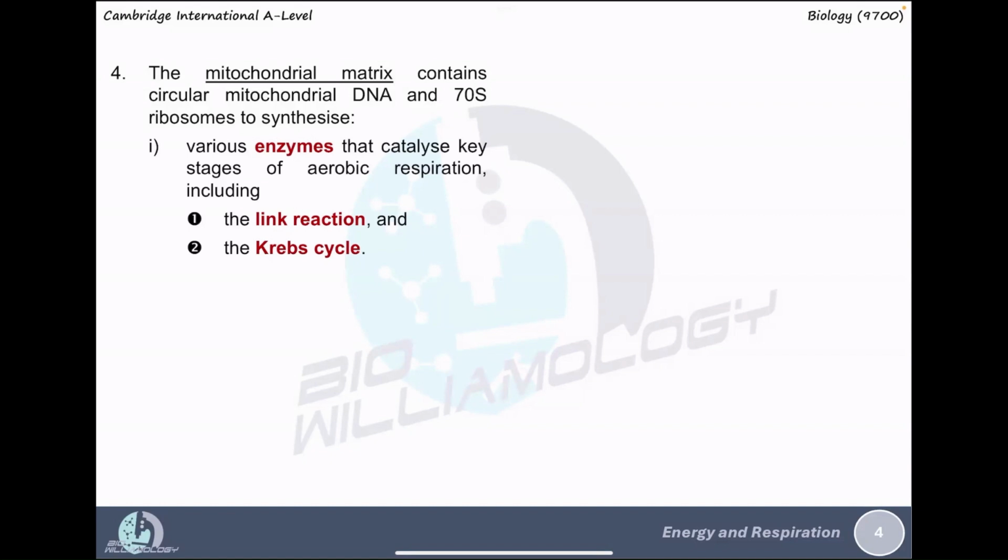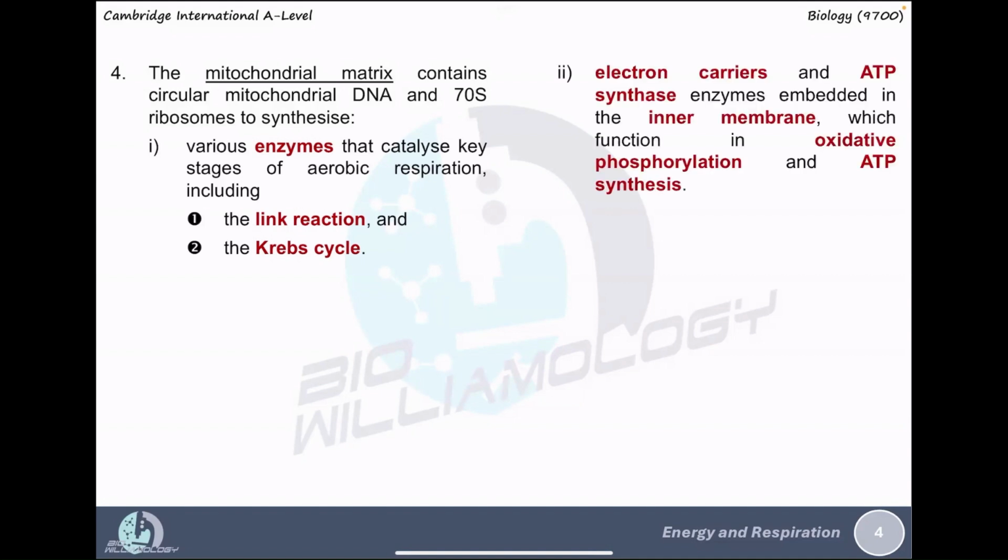For example, those enzymes used to catalyze the key stages of aerobic respiration, including the link reaction as well as the Krebs cycle. The 70S ribosome also synthesizes some of these electron carriers, which are proteins, and also the ATP synthase. This electron carrier as well as ATP synthase are embedded in the inner membrane, which function in oxidative phosphorylation to synthesize ATP.